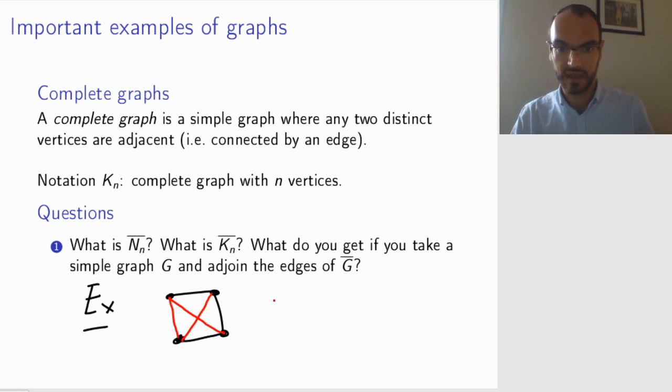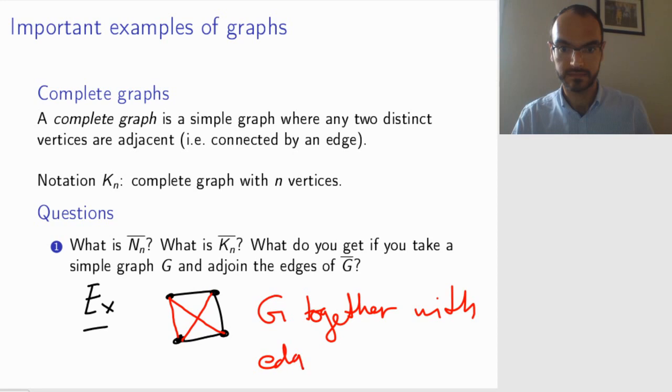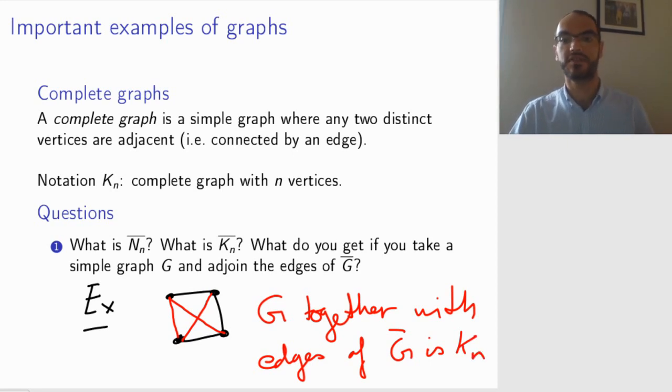And so G together with the edges of G bar is Kn, where n is the number of vertices. So you get all possible edges. And that is true for any simple graph G.